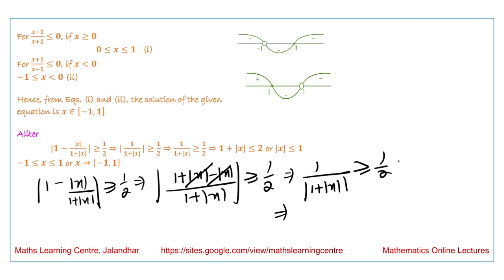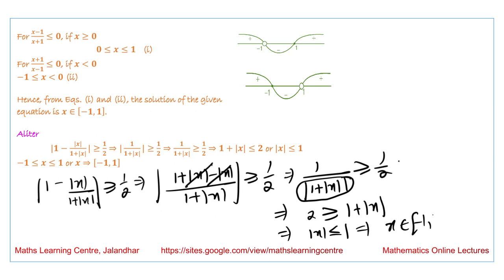This term is positive, so we are writing 2 ≥ 1 + |x|. This implies |x| ≤ 1, and this implies that x belongs to [−1, 1]. So you can solve this problem in this way also.